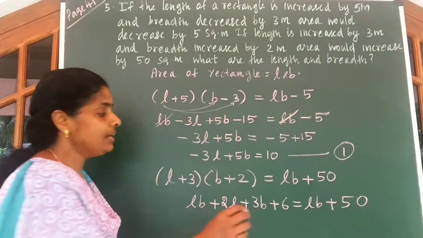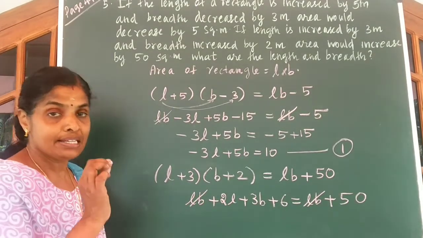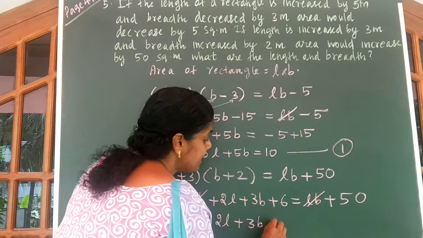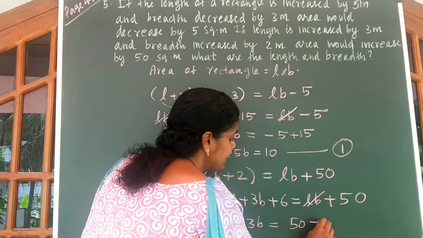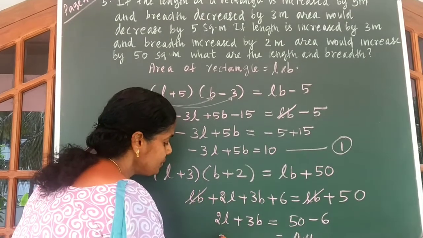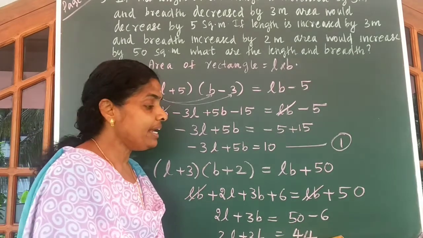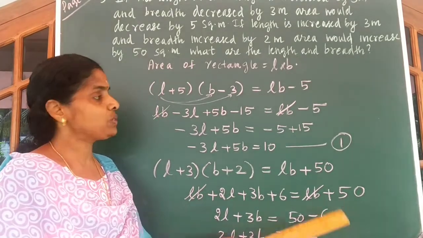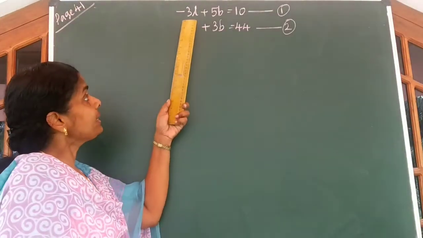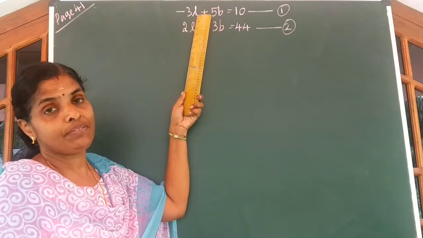In the same way, let us cancel LB on both sides. So we get the second equation. We get 2L plus 3B is equal to 50 minus 6, which is equal to 44. So 2L plus 3B is equal to 44 is our second equation. Now we have to solve the first and second equation. In the first and second equations, the coefficients are different. So what do we have to do?